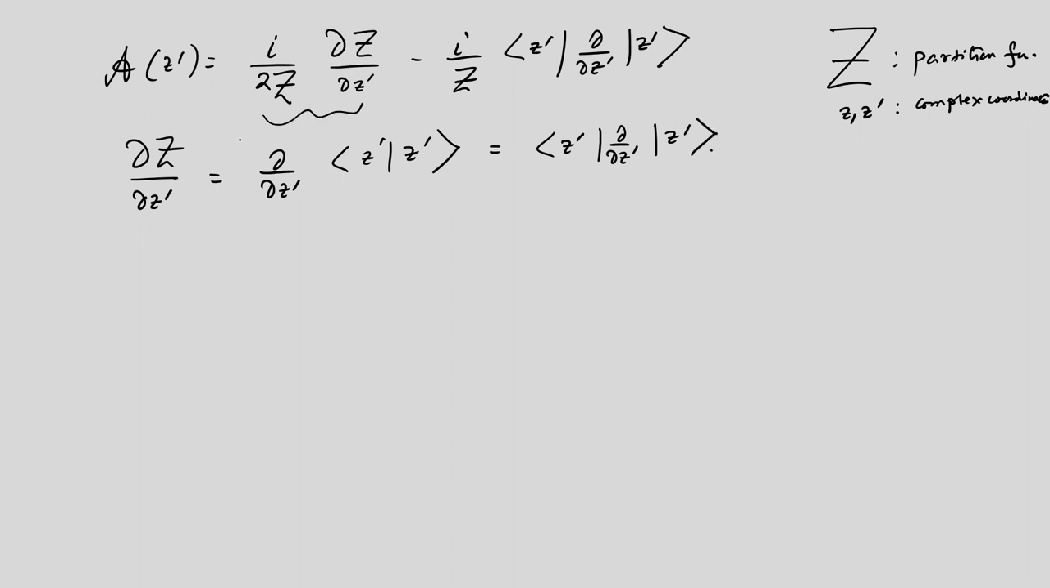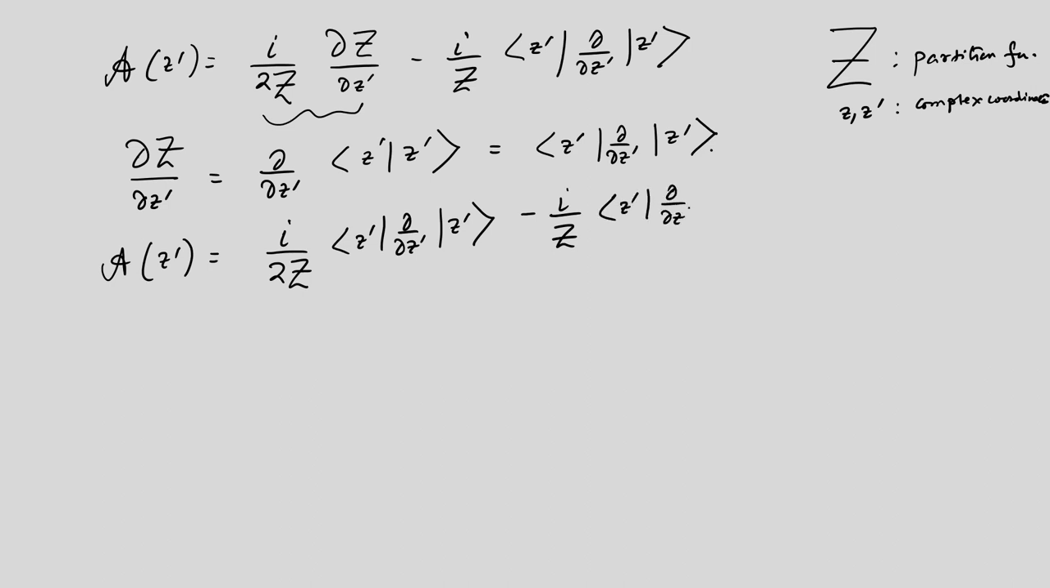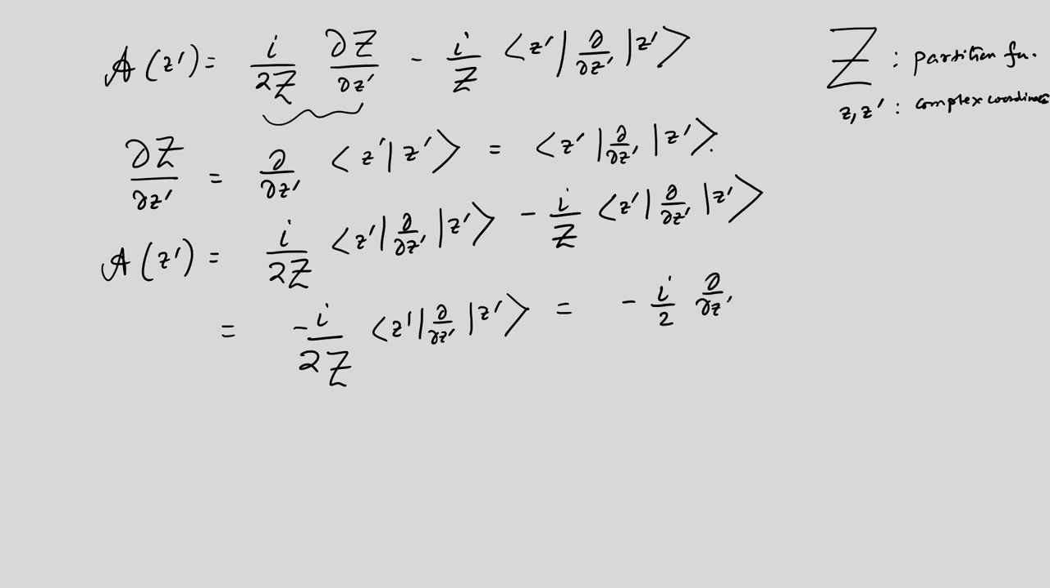So both the terms together can be written as i over 2Z del z prime of the inner product, minus i over z prime del z prime of the inner product. Okay, so these two put together will give you minus i by 2Z del del z prime of Z. And this is nothing but minus i over 2 del del z prime of log of Z. And I hope you understand that log of Z is nothing but the free energy of the plasma that we are talking about. However, calculating this quantity is not so easy. It's quite difficult to calculate this quantity.